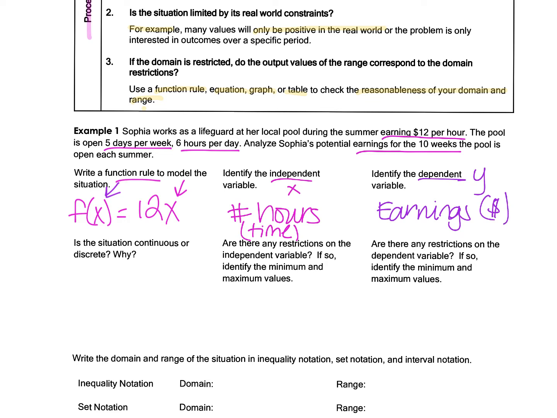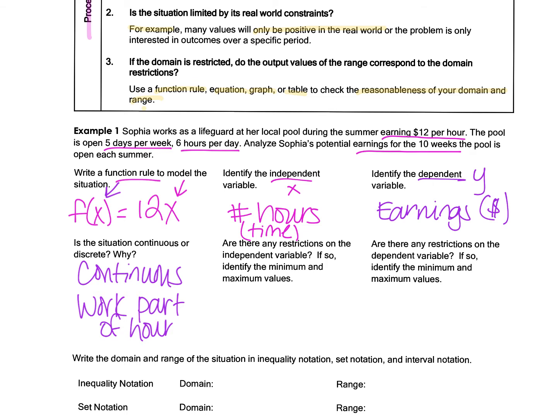Okay, so it says, is the situation continuous or discrete? This would be continuous here. It says to explain why. Because she is allowed to work part of an hour. So she can work 3.5 hours. She can work 4.5 hours. She can work an hour and 15 minutes. So this would be continuous. We can use those decimals, fractions in between each whole number.